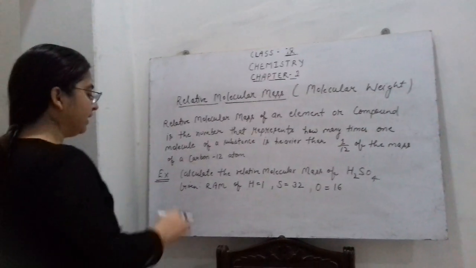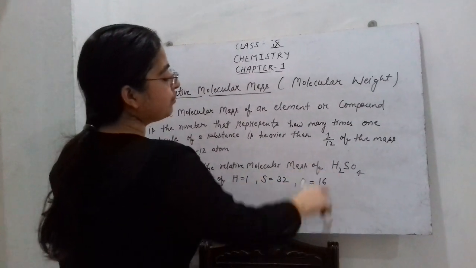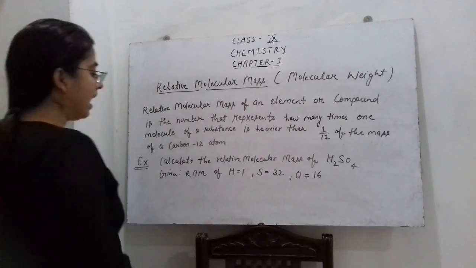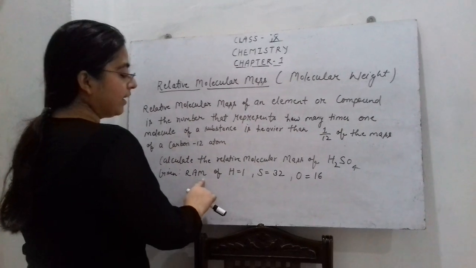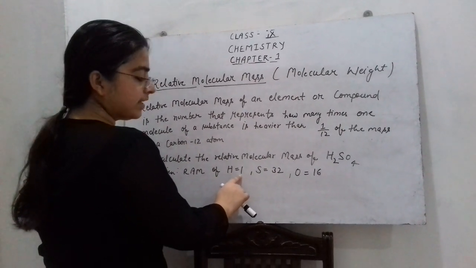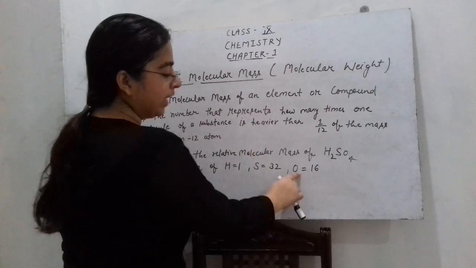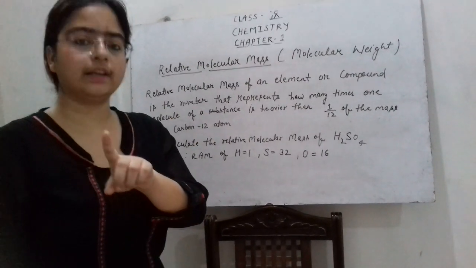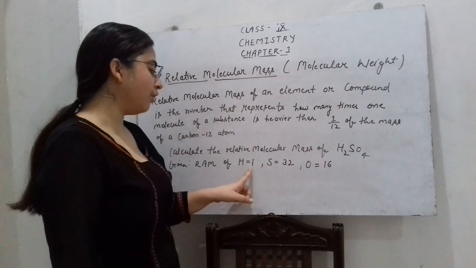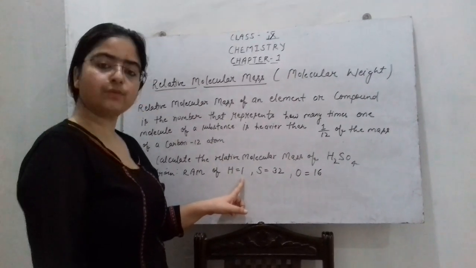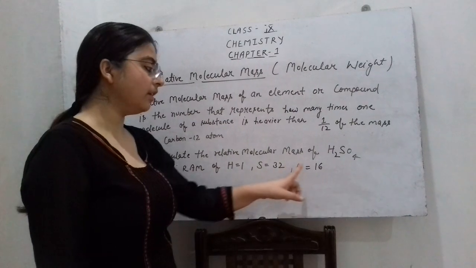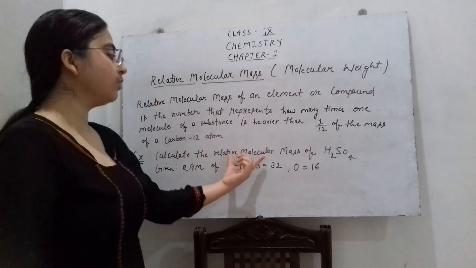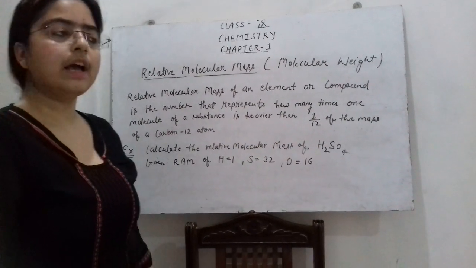Let's take one example. Calculate the relative molecular mass of sulfuric acid, H2SO4, and it is given that the relative atomic mass of hydrogen is 1, sulfur 32 and oxygen 16. Relative atomic mass means mass of one atom. So the mass of one atom of hydrogen is 1 here, 32 is of sulfur and 16 is of oxygen. Now we have to calculate the relative molecular mass of H2SO4.